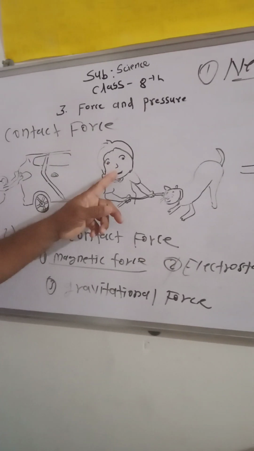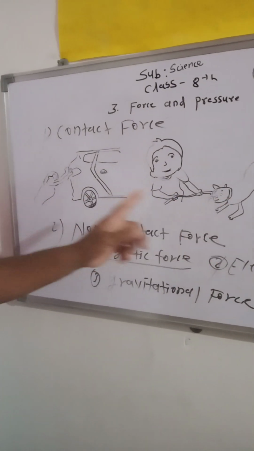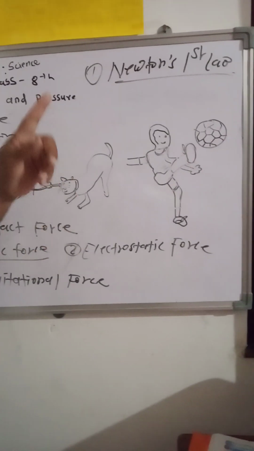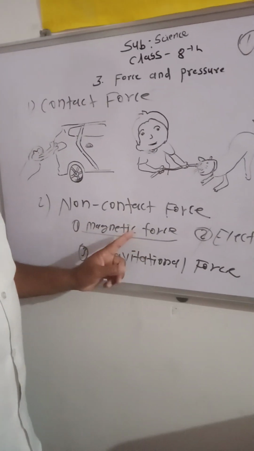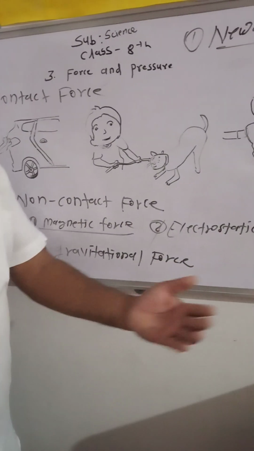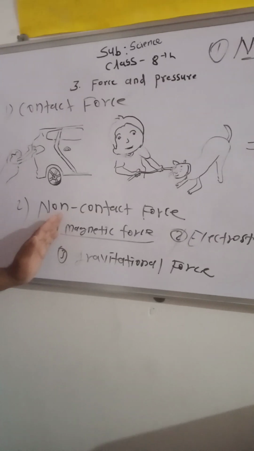These are contact force because in these examples, these persons are directly in contact with the object. Therefore, this is contact force. In this type, the force is not directly in contact with the object. Therefore, this force is called non-contact force.